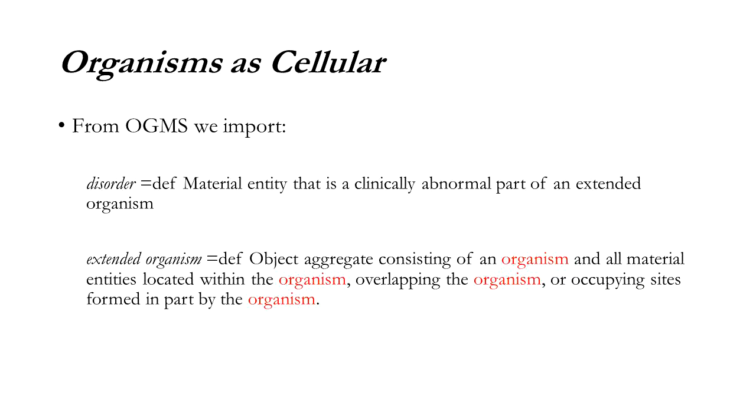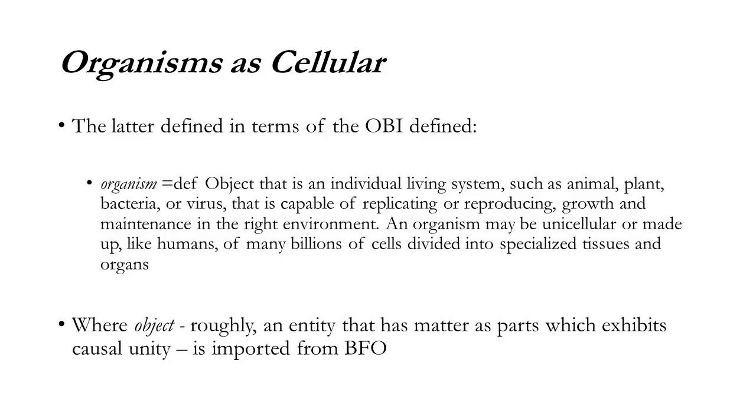Now, importantly, organism, what in the world is that? So look, the latter is defined in terms of this Ontology of Biomedical Investigations term, organism. This is an object that's an individual living system, such as an animal, plant, bacteria, or virus. Note the virus. It's capable of replicating or reproducing, etc. The important part here for us is an organism, according to this definition, may be unicellular or made up, like humans, of many billions of cells. Object, as you see, is a term that's imported from BFO, just basically signifies a sort of causal unity. But the important part for us is this cellular aspect.